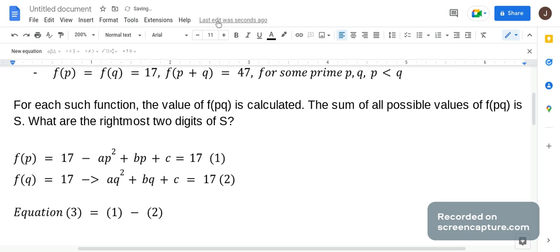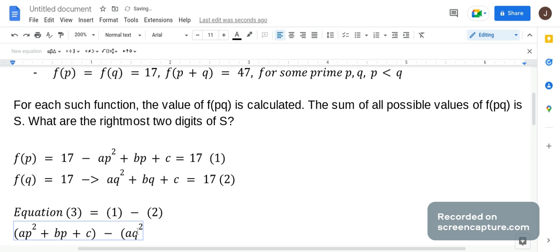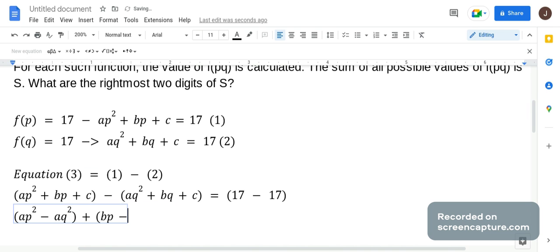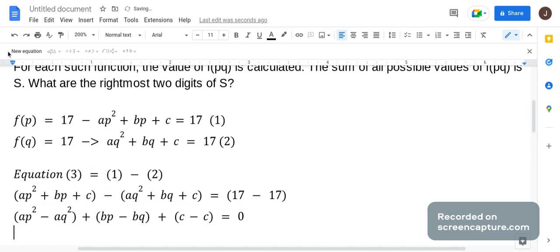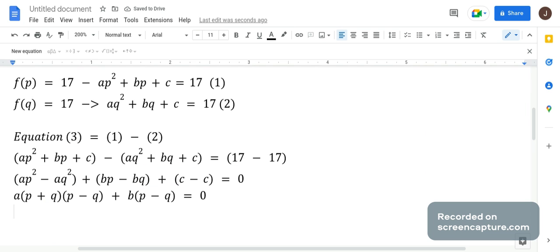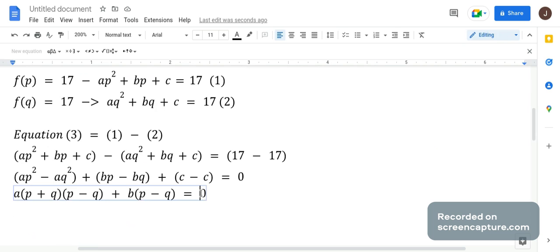So what this means is that, when we subtract the right sides, it is equal to this. This can be simplified into ap squared minus aq squared plus bp minus bq plus c minus c. This can further be concluded as this thing. What we then can do, we know that p is not equal to q. So this means that p minus q will not be equal to 0.